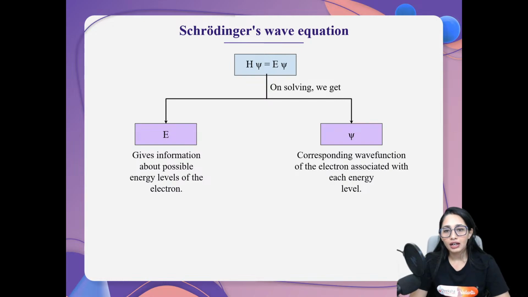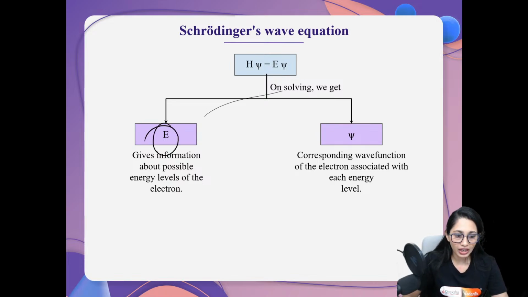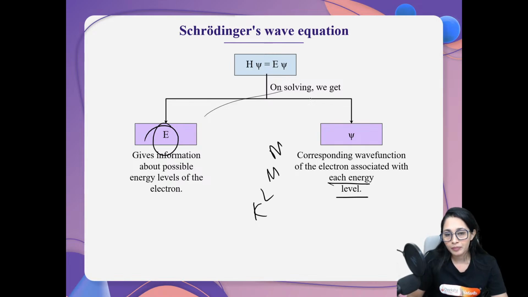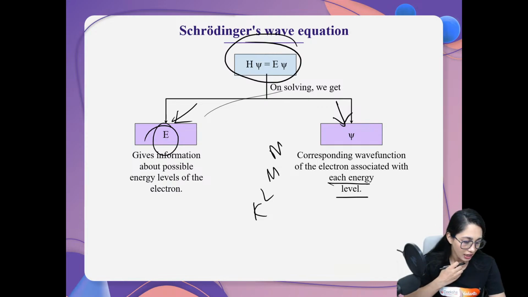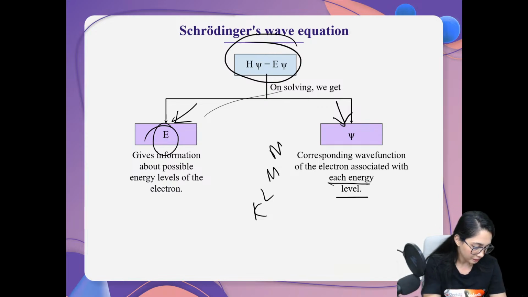Moving on, on solving this Schrodinger wave equation, we get energy. It gives information about possible energy levels of the electron and the corresponding wave function of the electron associated with each energy level. So we have K, L, M, N energy levels, right? Upon solving Schrodinger wave equation, we get the information about the energy as well as the corresponding wave function of the respective electron.